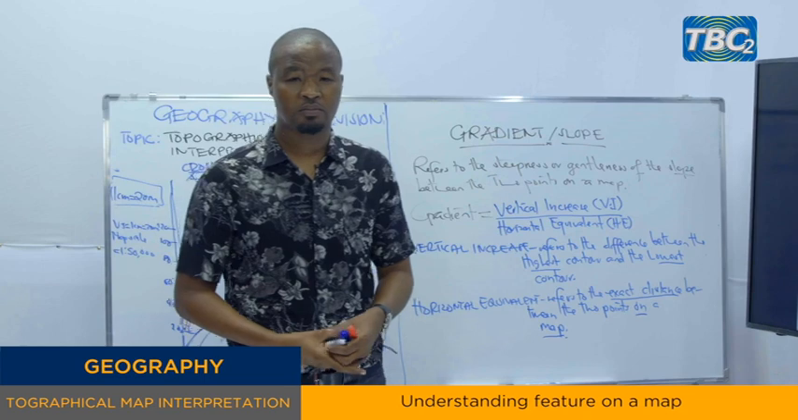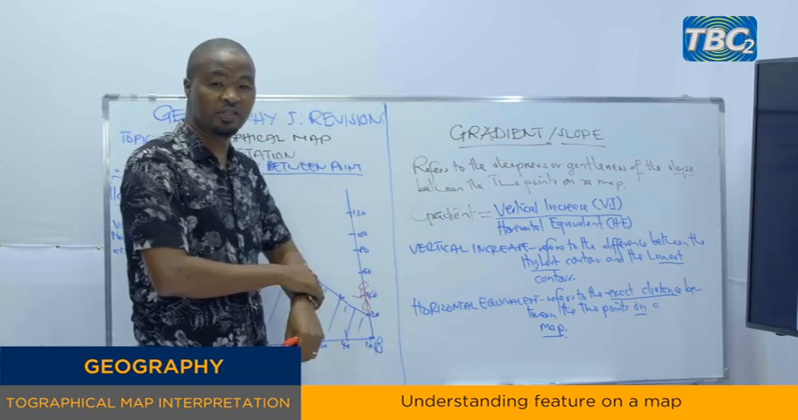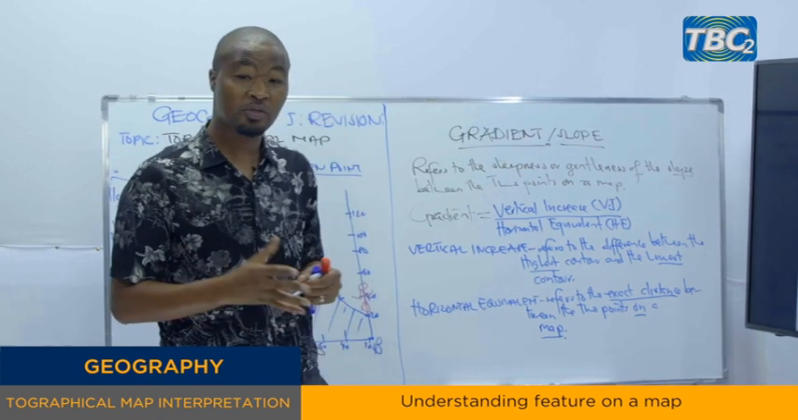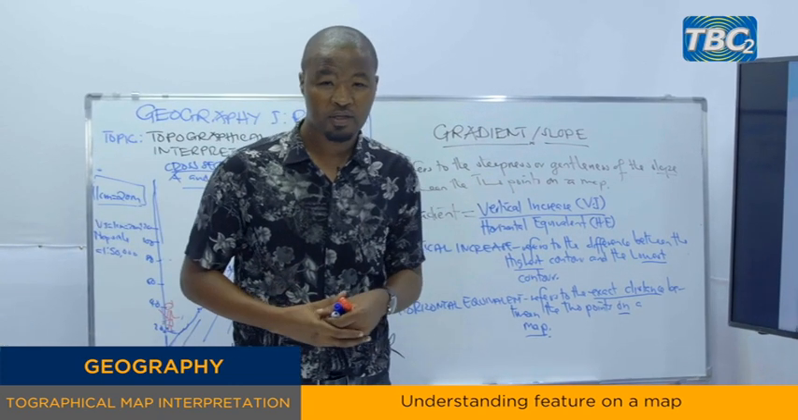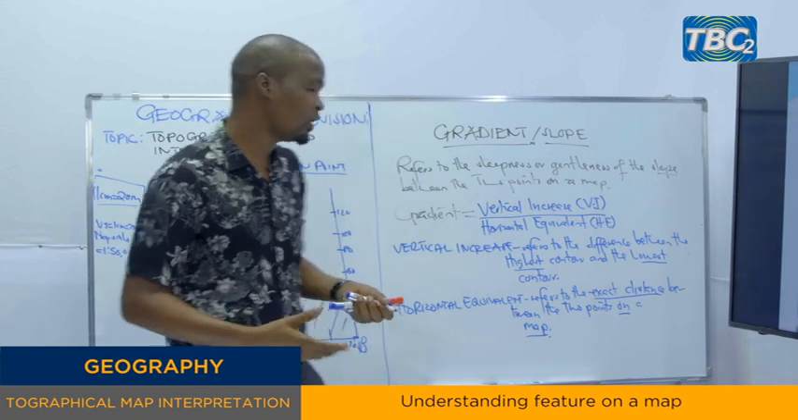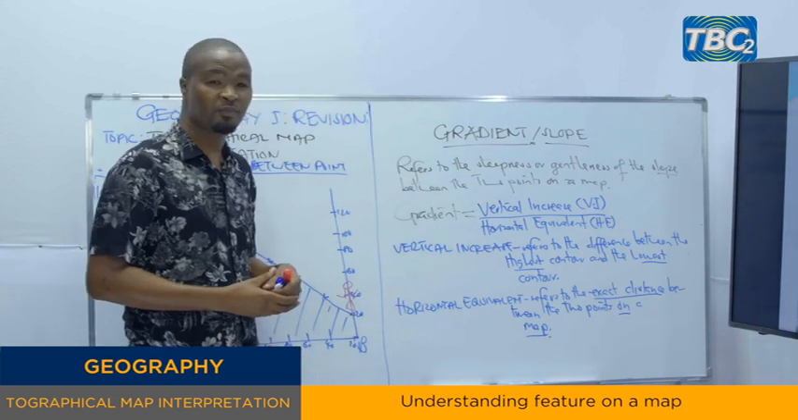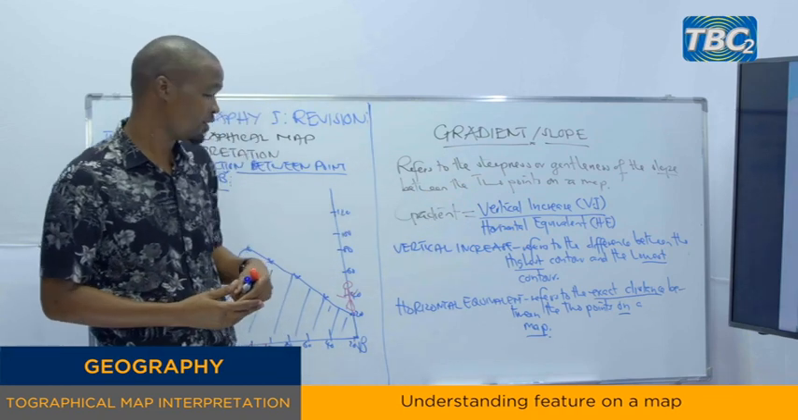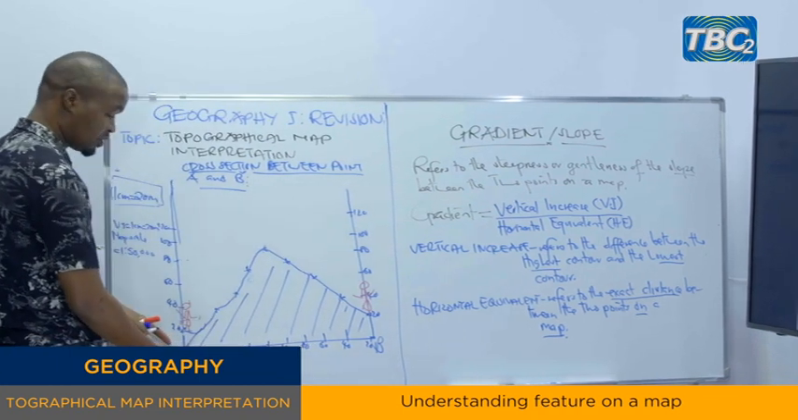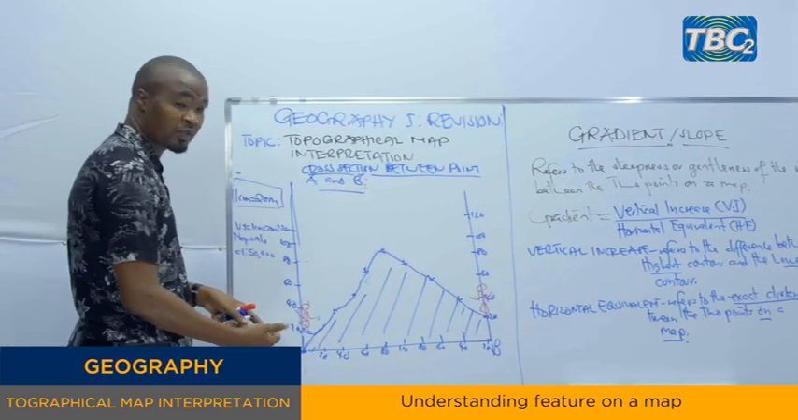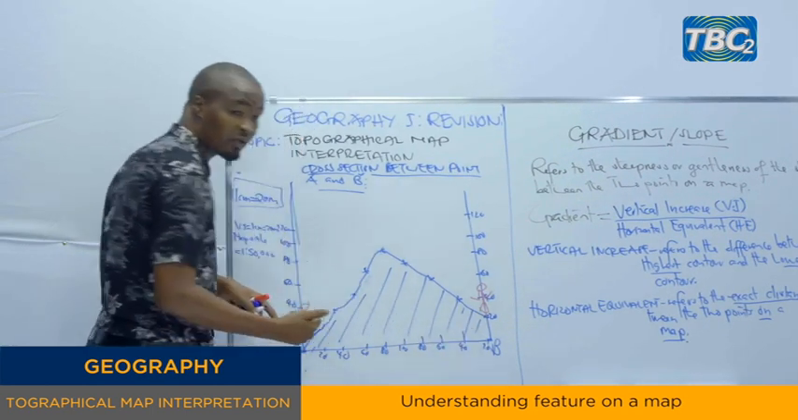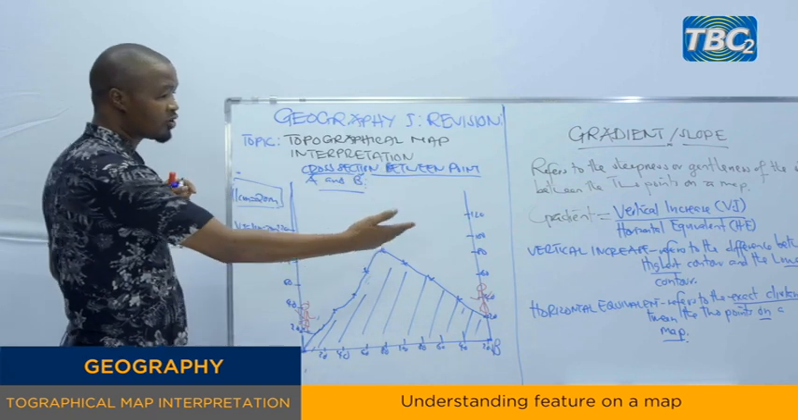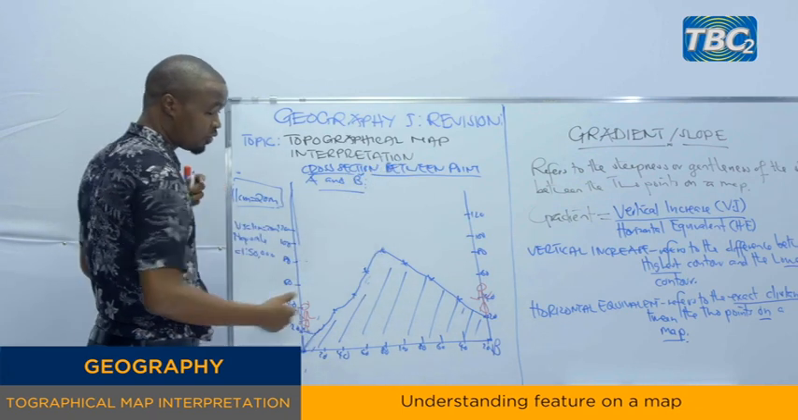Okay, so we have seen how to calculate the vertical exaggeration. And right now, let's see how to calculate the gradient between 2 points on a given cross-section or cross-profile. Remember, what is gradient? Gradient refers to the steepness or gentleness of the slope between the 2 points on a map. We have been asked to draw the cross-section between the 2 points on a map. This is point A and this is point B. So what is the gradient? It refers to the steepness or the gentleness of the slope between the 2 points on the map.